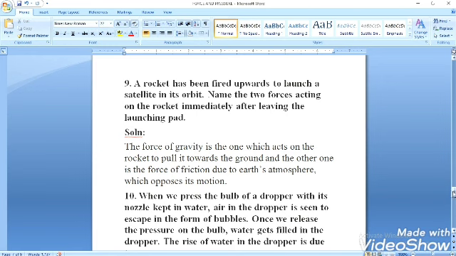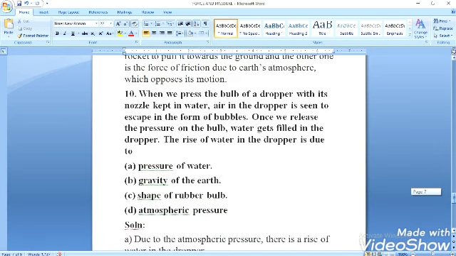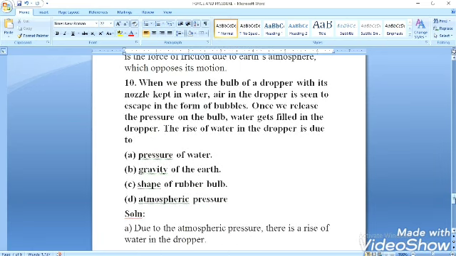10th one. When we press the bulb of a dropper with its nozzle kept in water, air in the dropper is seen to escape in the form of bubbles. Once we release the pressure of the bulb, water gets filled in the dropper. The rise of water in the dropper is due to dash. Pressure of water, gravity of the earth, shape of rubber bulb, and atmospheric pressure. Due to the atmospheric pressure, there is a rise of water in the dropper. So, D is the answer.